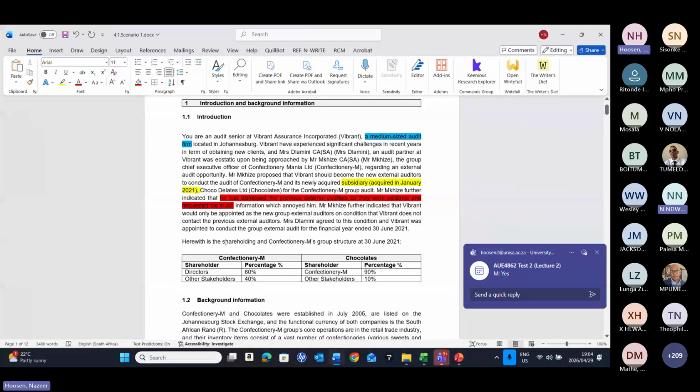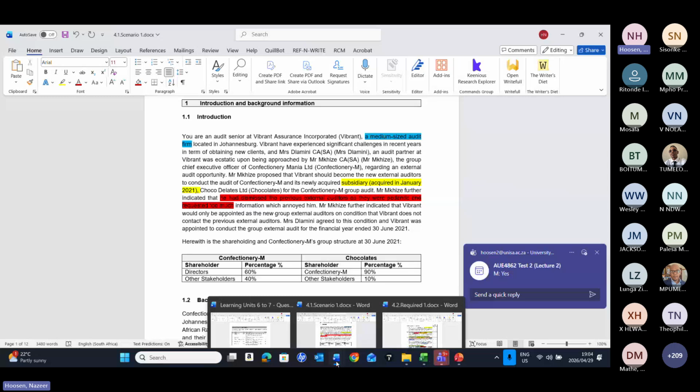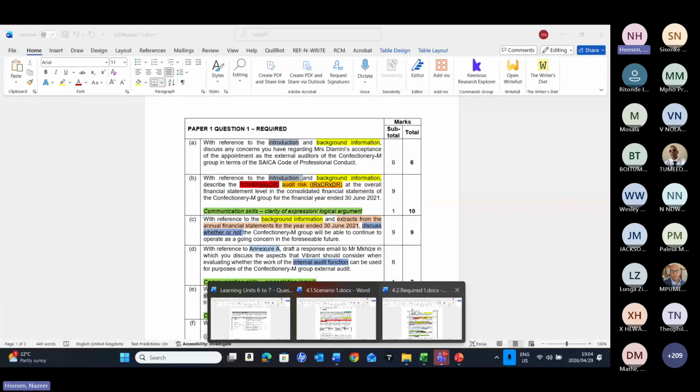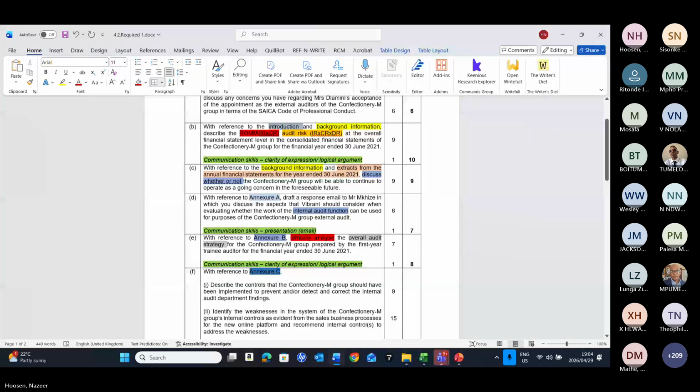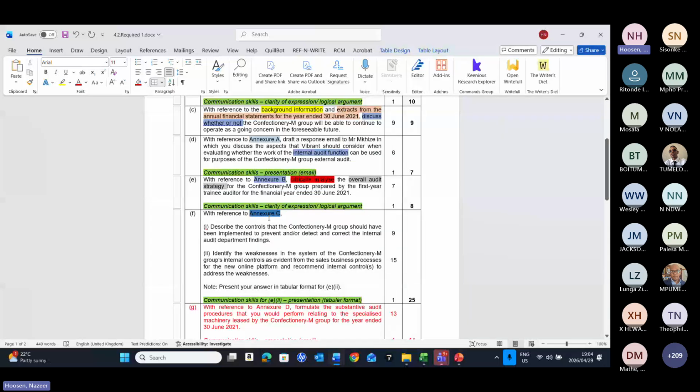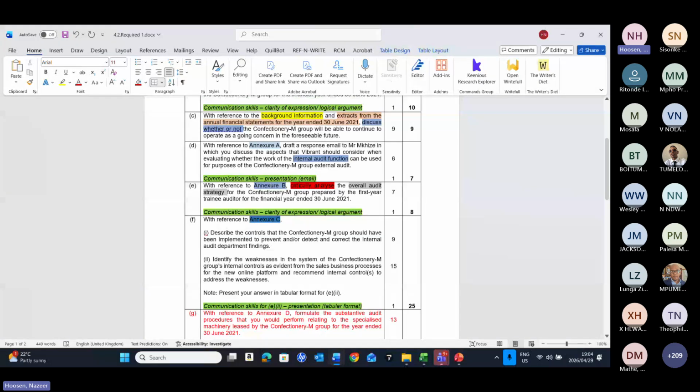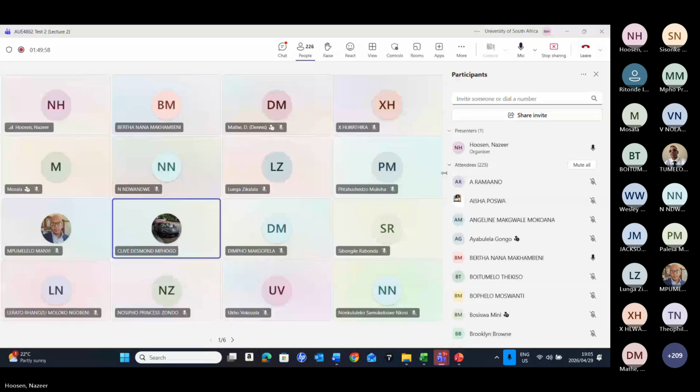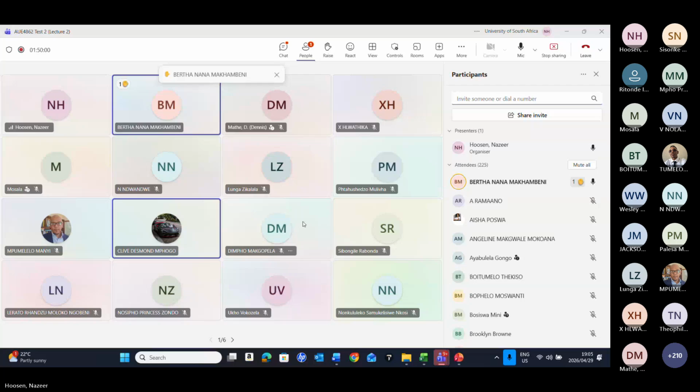So now, not that we're going to go into it, but in terms of an overall audit strategy, what would you do in an audit strategy? You would increase your professional skepticism, am I correct, in an audit strategy? Yeah. Okay. I think there were one or two hands. Yes, I had a hand up. Yes, Berta.